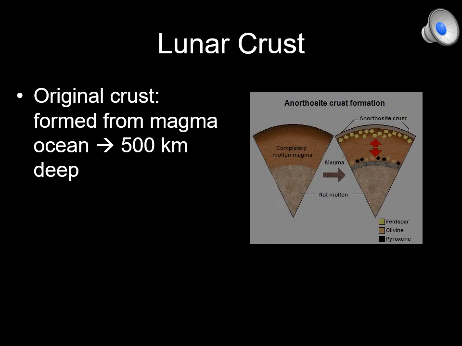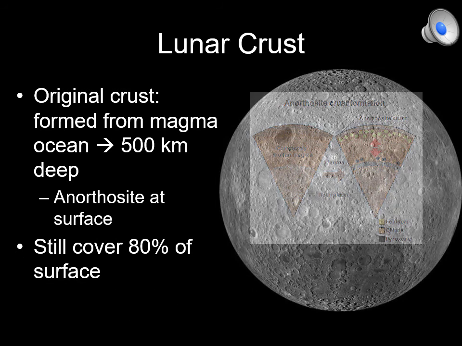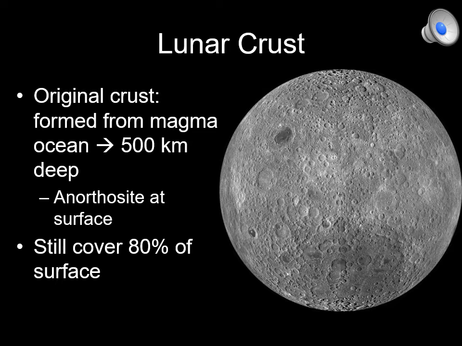The original crust of the moon formed from a deep ocean of magma that completely covered the moon's surface to a depth of some 500 kilometers. In such a magma ocean, different minerals float and sink and solidify out of the molten material at different rates. The top layer that forms is called anorthosite. This original anorthosite crust still covers about 80% of the moon's surface, making up the light-colored highlands we see today. It's likely that the Earth started out with a similar crust when it first formed, but on Earth, later geologic activity has completely removed that.